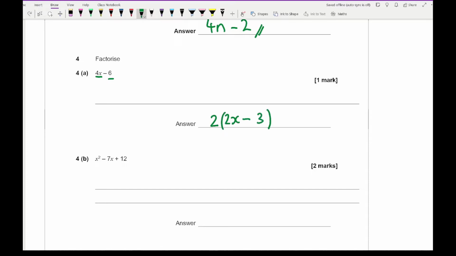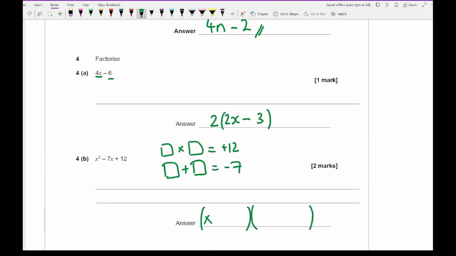Then we're looking at double brackets. So for this, what we need to do is find two numbers that multiply together to equal positive 12, and added together equal minus 7, and those two numbers are going to go inside our brackets. So the two numbers you need to be thinking of are minus 4 and minus 3. So minus 4, minus 3, and we're good to go.